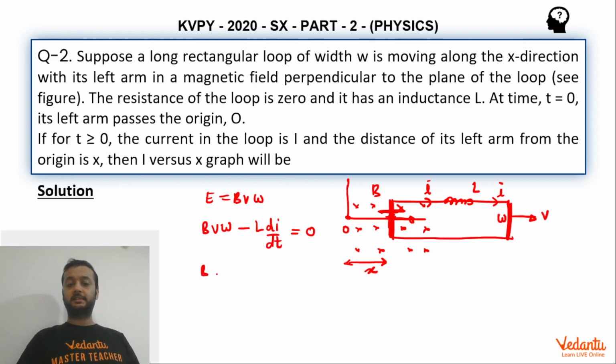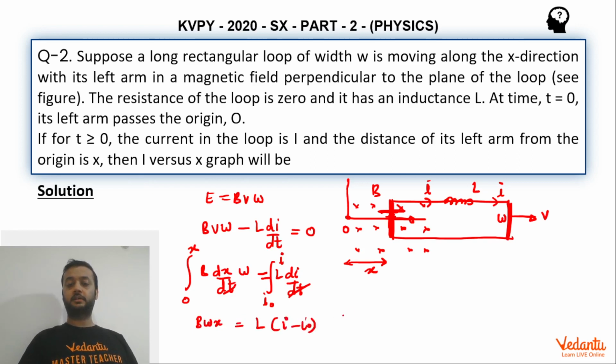Velocity can be written as dx by dt, and this is W. That should be equal to LdI by dt. Dt and dt can be cancelled, and we can integrate this. At time 0 when x was 0, we can say that current, let us say, was I naught, and after a while current becomes I when x becomes x. So LHS will become BWx and RHS will become L into I minus I naught. So this gives us I equals I naught plus BWx upon L.